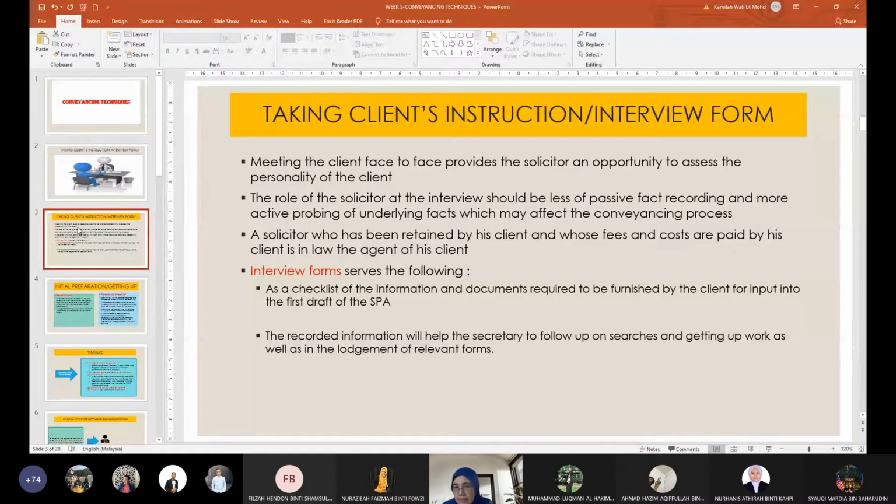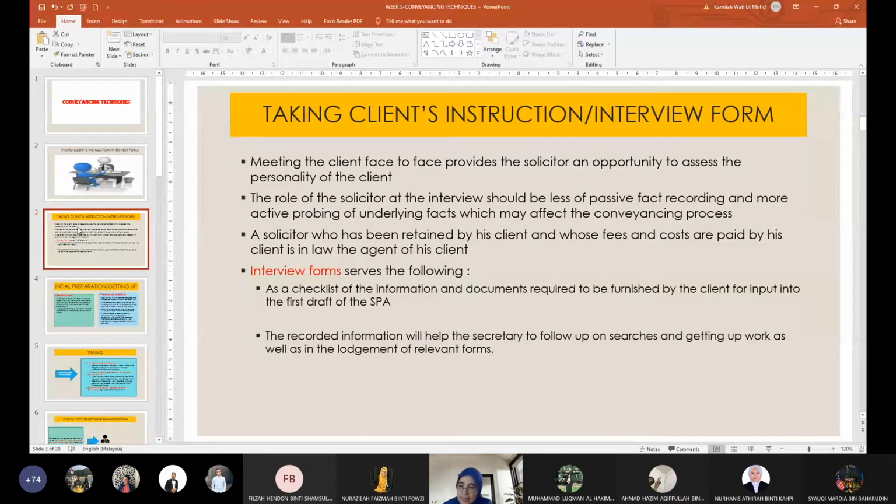Okay. So the meeting of the client face to face provides the solicitor an opportunity to assess the personality of the client. Okay. So second, the role of the solicitor at the interview should be less of passive facts recording and more active probing of underlying facts that may affect the conveyancing process.